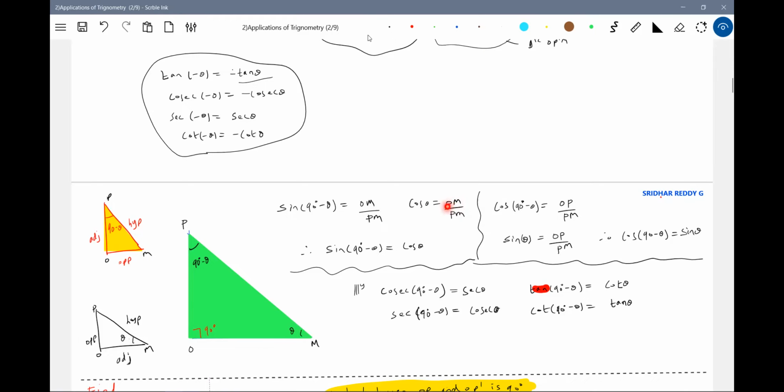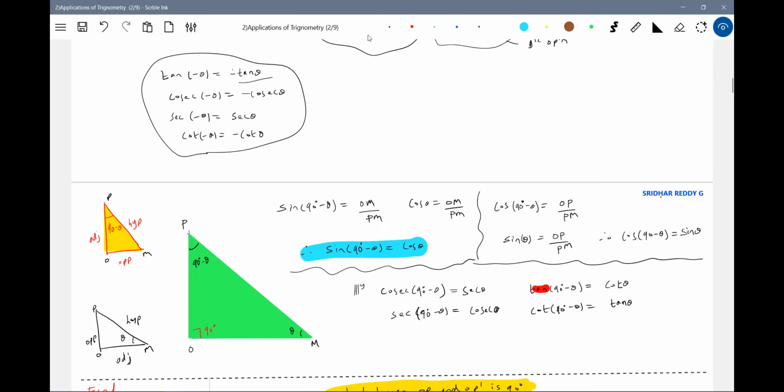Then equating these two, OM by PM, so what do we get? Sine of 90 minus theta is what? Cos theta. Okay, there's one identity we have brought out. Let me highlight it. Similarly, cos of 90 minus theta, what will it be?